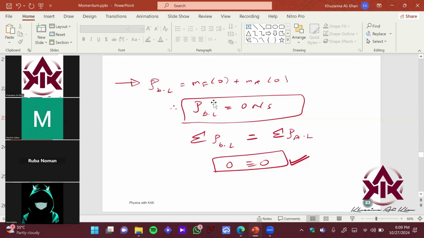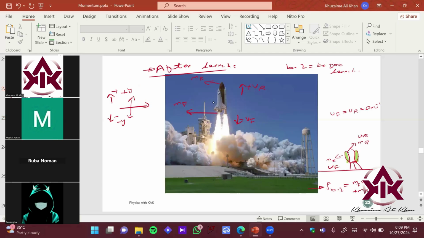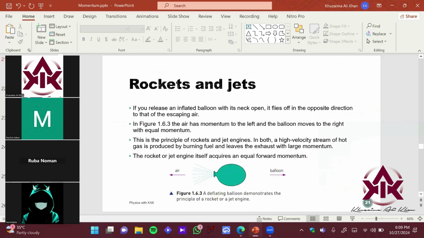Is it clear? If it is clear, give me a thumbs up. Just an example to make you realize how rockets are launched and how momentum is used here. If it makes sense, give me a thumbs up. It makes sense to Ruba. What about Hamza and Mashal? Yes, are you here? Okay, makes sense to Hamza. Mashal, are you here? Okay.